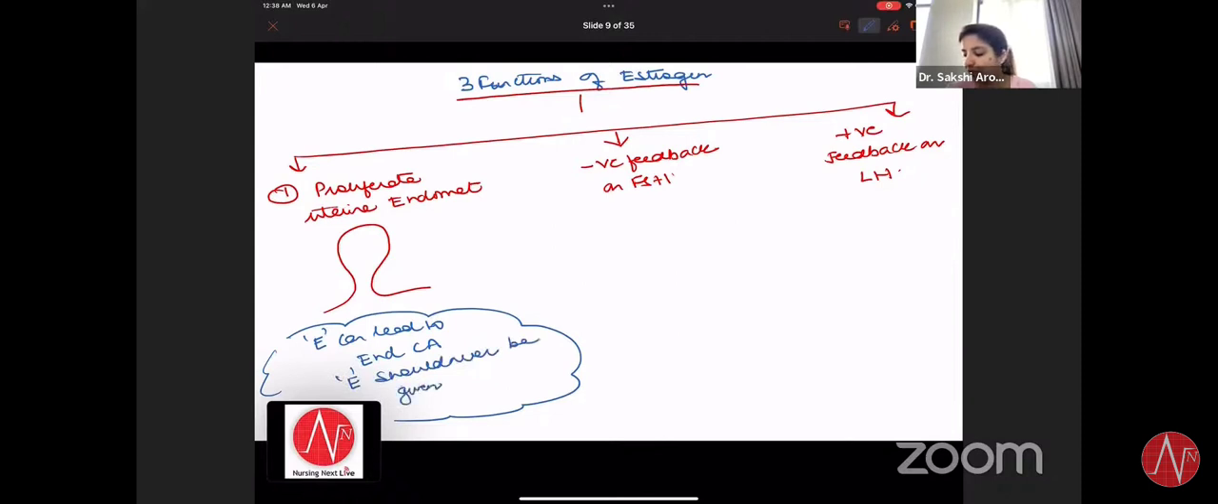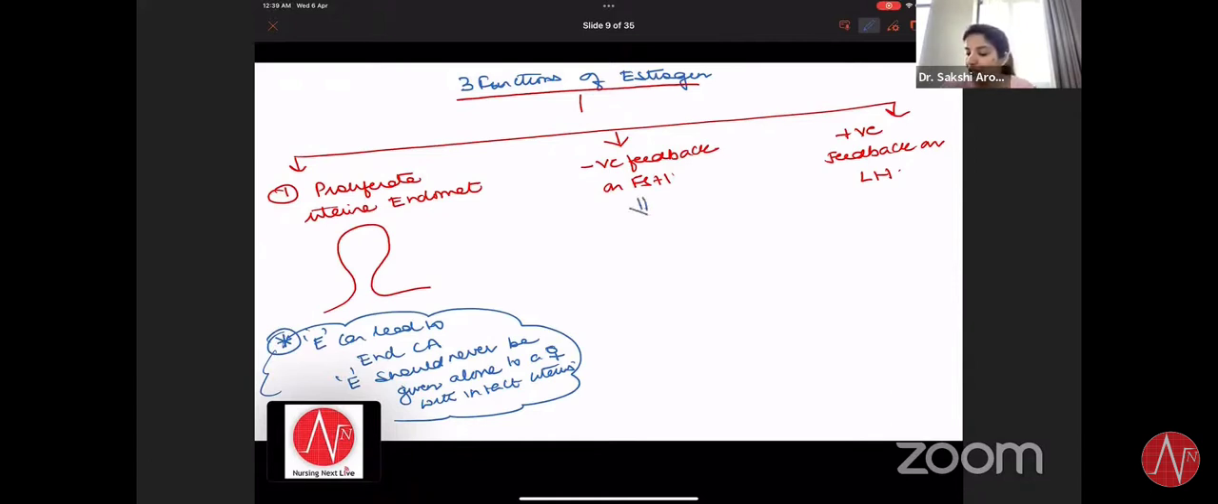Estrogen should never be given alone to a female with an intact uterus. If a female's uterus is intact, you are never going to give her estrogen alone, because if we give estrogen alone, it can lead to endometrial cancer, right? That is the application of the first function, and that is estrogen proliferates the uterine endometrium.